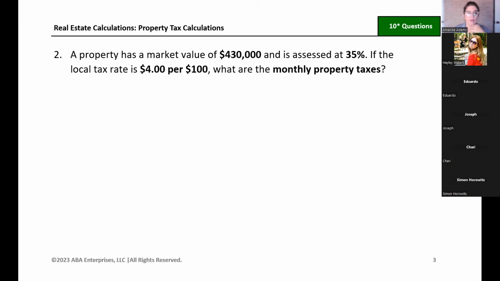All right. Let's do it again. Number 2. A property has a market value of $430,000 and is assessed at 35%. If the local tax rate is $4 per $100, what are the monthly property taxes? Take your time. Let's see what you come up with.